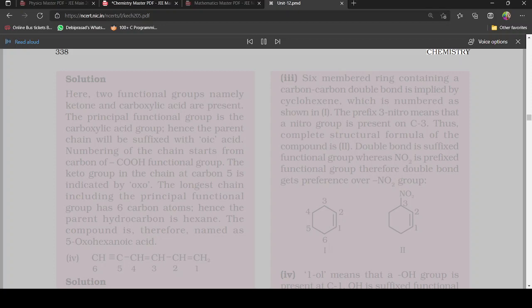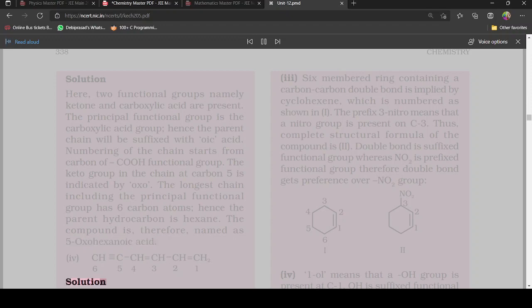Solution. Here, two functional groups, namely ketone and carboxylic acid, are present. The principal functional group is the carboxylic acid group, hence the parent chain will be suffixed with -oic acid. Numbering of the chain starts from the carbon of the carboxylic acid functional group. The keto group in the chain at carbon 5 is indicated by oxo. The longest chain, including the principal functional group, has 6 carbon atoms, hence the parent hydrocarbon is hexane. The compound is, therefore, named as 5-oxohexanoic acid.